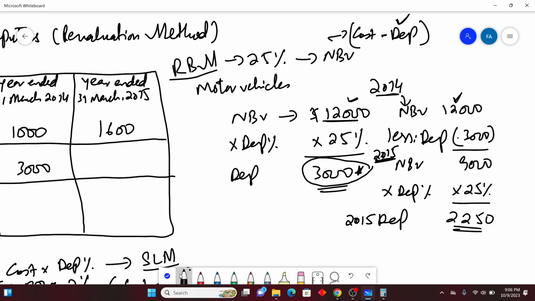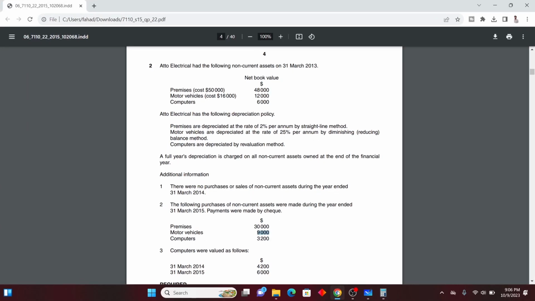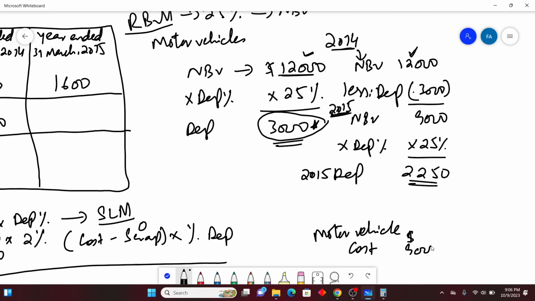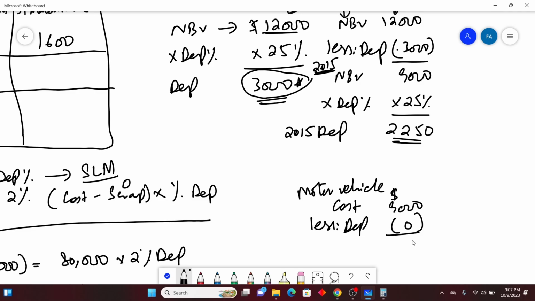Sir, there was another motor vehicle which was purchased. For that particular motor vehicle, the amount was 9,000. So this is another motor vehicle. If we write it down over here, motor vehicle net book value, the cost of the motor vehicle is 9,000. Since this is a new motor vehicle which you have purchased just now, if we write down less depreciation, there hasn't been any depreciation of this motor vehicle because it is new. So 9,000 becomes the net book value.